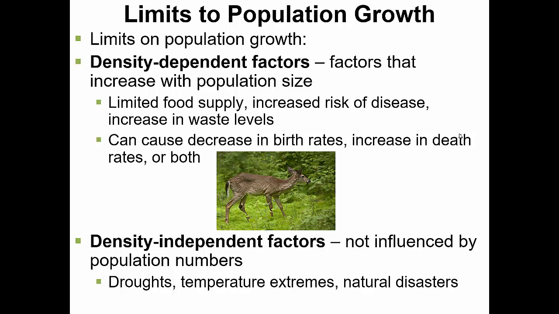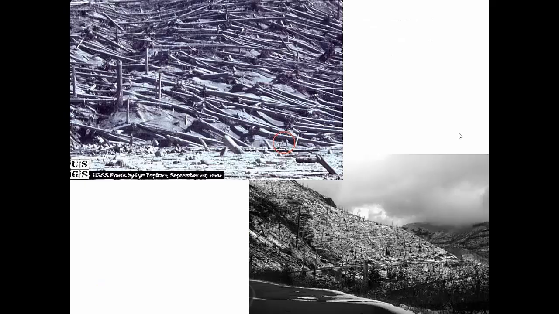Now, on the other hand, we also have density-independent factors that influence population size. However, these factors are not influenced by population numbers. These are things like droughts, temperature extremes, natural disasters, a volcanic eruption, perhaps. These things influence population size, but they have nothing to do with how many organisms are present in the population.